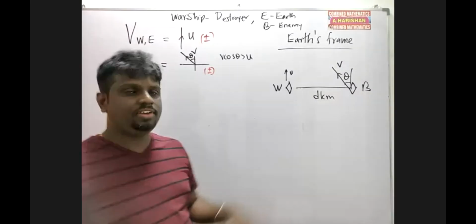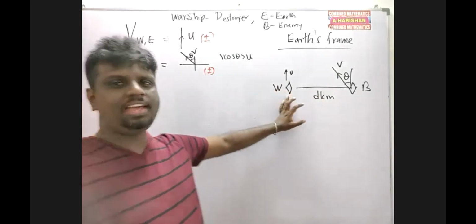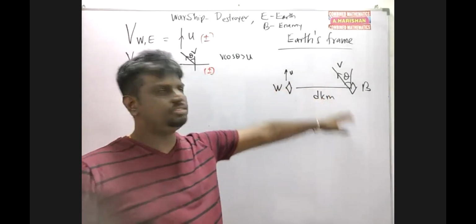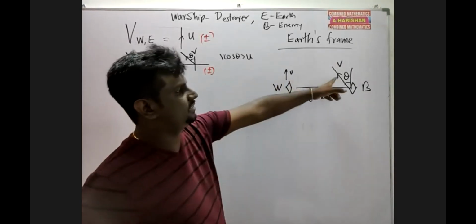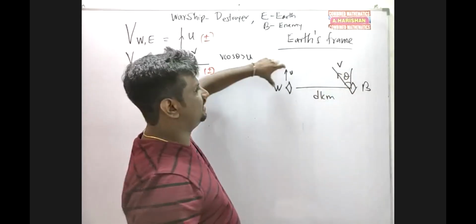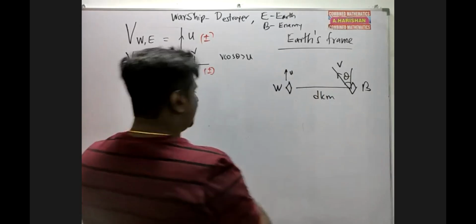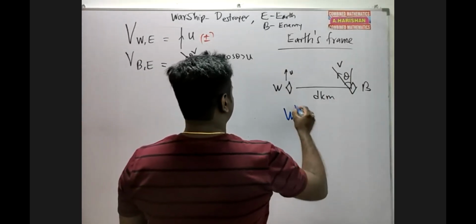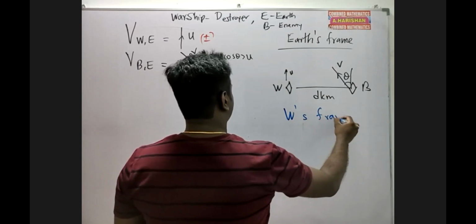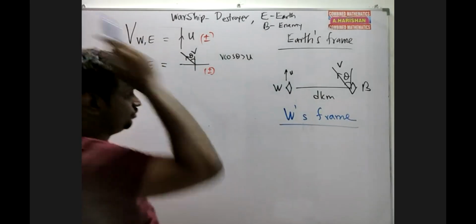Find according to their frame. Here both I know, this also has magnitude and direction, and that also has magnitude. So the convenient one is this, because rather than stopping this one, this is easy. So I'm going to stop this. That means now I'm going to draw W's frame, or frame of W, or frame of warship, or frame of destroyer.